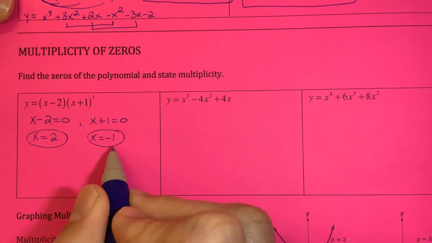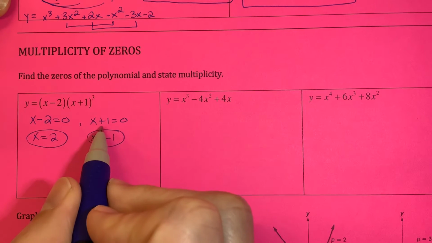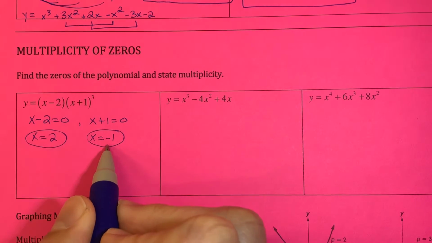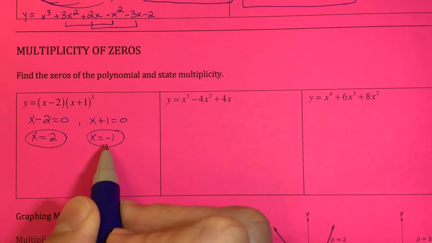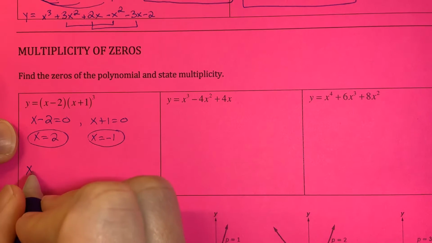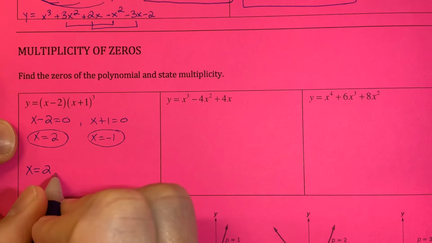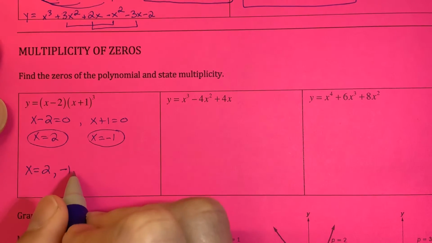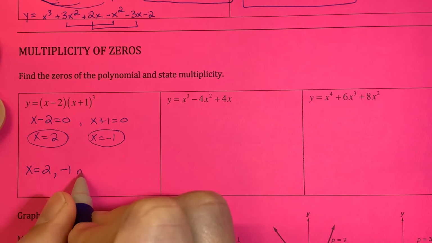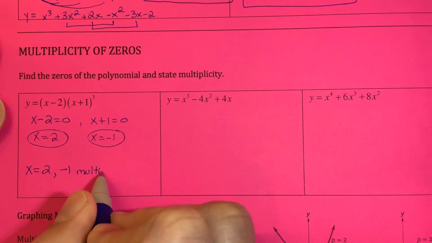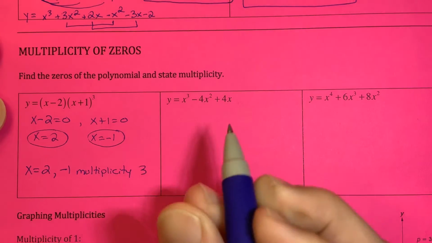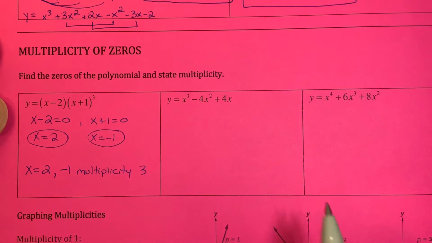But what I've got to remember is that that expression should have been written 3 times, giving me this answer 3 times. Therefore, what I would say is x equals 2 and -1, but the -1 has a multiplicity of 3 because I had that answer 3 times.